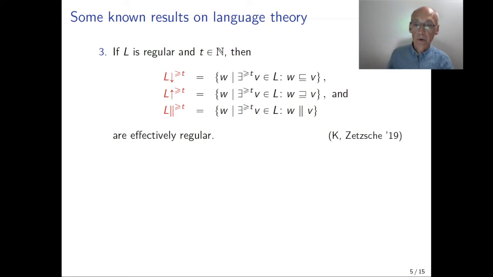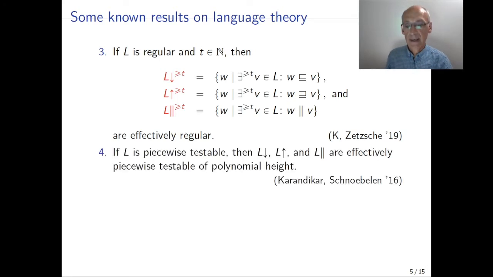And this is what I wanted to tell you about regular languages. Now, let's look at piecewise testable languages. And here you have similar results. Karandikar and Schnoebelen in 2016 showed that if L is piecewise testable, then the downward closure, upward closure, and the incomparability set are all effectively piecewise testable, and the height is polynomial in the height of the language L. I'm going to explain what piecewise testable and polynomial height mean on the next slide.